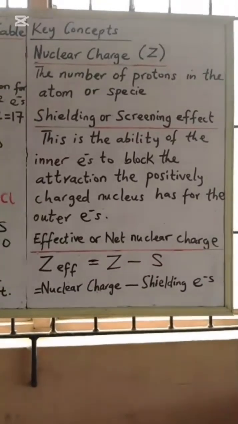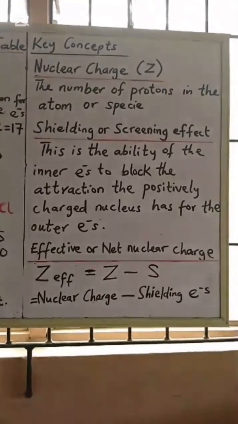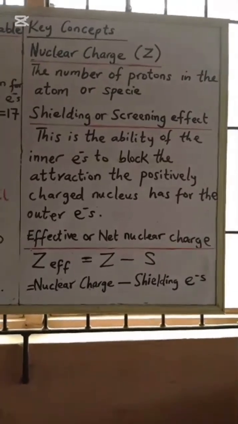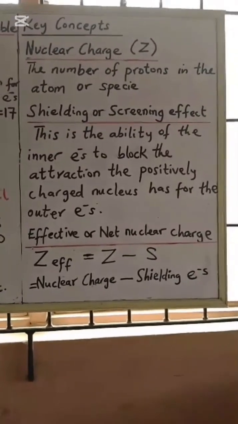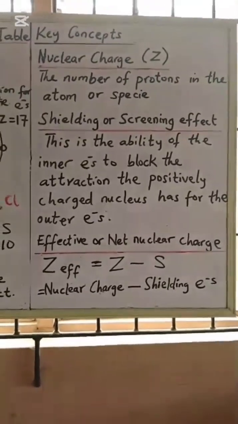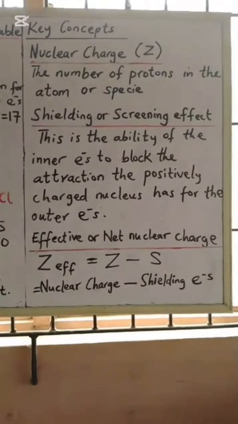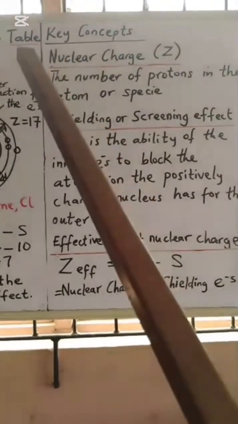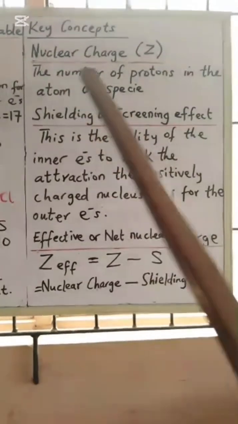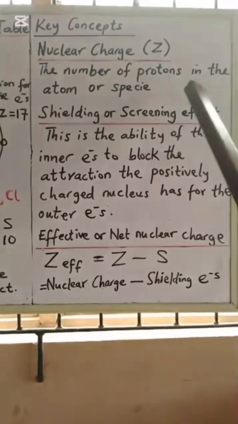We need to understand these basic key concepts before we dive into the properties of atomic radius, electron affinity, ionization energy, and so on. We need to understand this background knowledge. So what is nuclear charge? Nuclear charge is basically the number of protons in the atom or species. Nuclear charge, number of protons, or atomic number, okay?